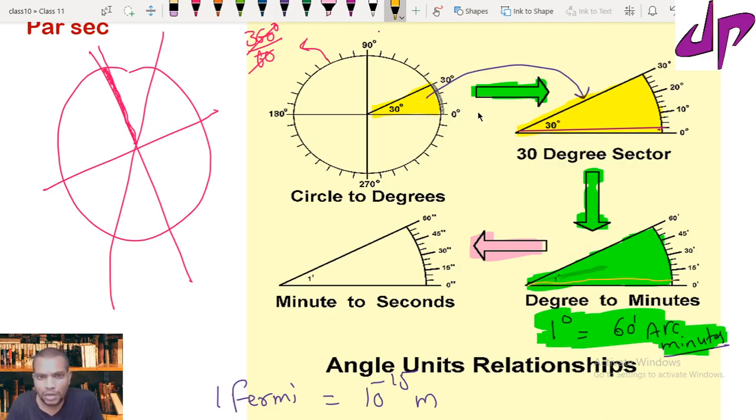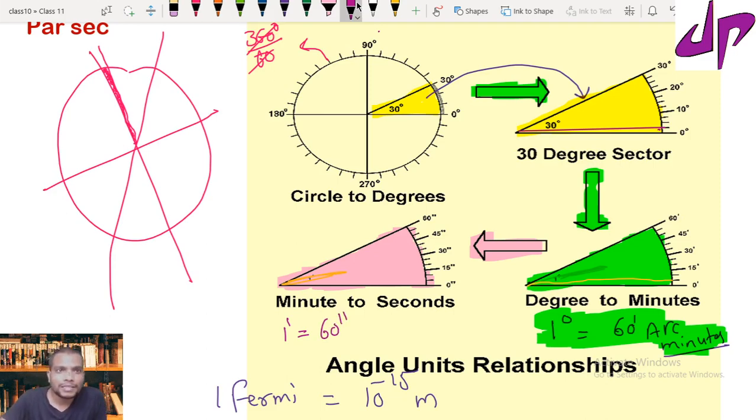Now from this 1 minute portion, if we can cut again into 60 equal parts, you can see this is again divided into 60 equal parts. So we can get that as 60 arc seconds. It means I can write that 1 minute, we are representing minute as a single line on the top. So 1 minute equal to 60 seconds.